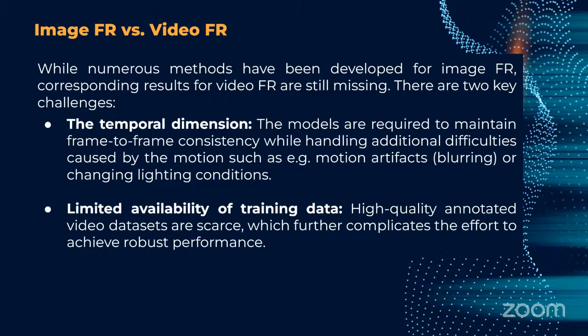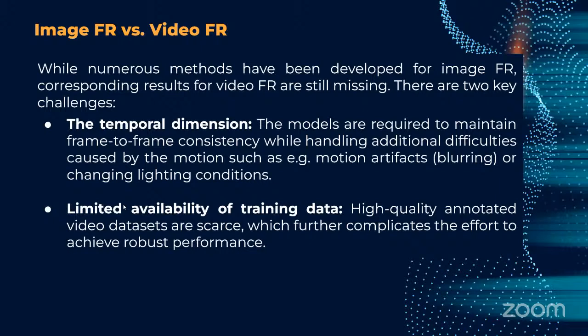This, first of all, requires a certain frame-to-frame consistency. Namely, when you restore a video, you cannot have in one frame one image and then in the next frame a completely different image. This would not be natural. You need a certain form of continuity in a video. But also you have issues directly related to the motion, such as, for example, blurring, or you could also have changing lighting conditions.